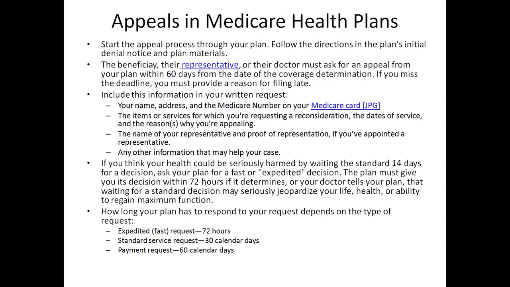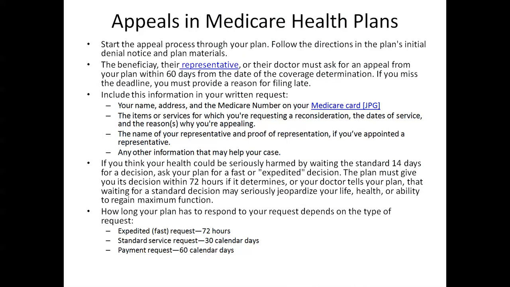So here's appeals if someone has an Advantage plan, or any other plan out there. Usually the appeal process starts with their plan. So usually on that explanation of benefits, or whatever they get from their plan, it'll have directions on how to file an appeal. So they need to follow the directions in their plan's initial denial notice. The beneficiary, the representative, or their doctor must ask for an appeal from the plan within 60 days. So keep in mind, if it's an Advantage plan, that's 60 days. If it's original Medicare, they've got 120 days.